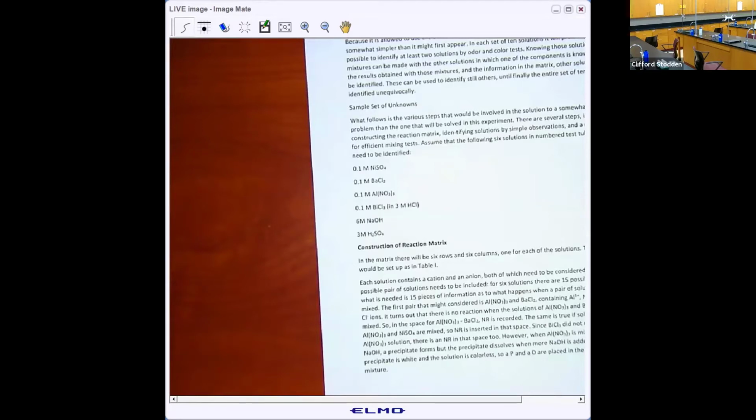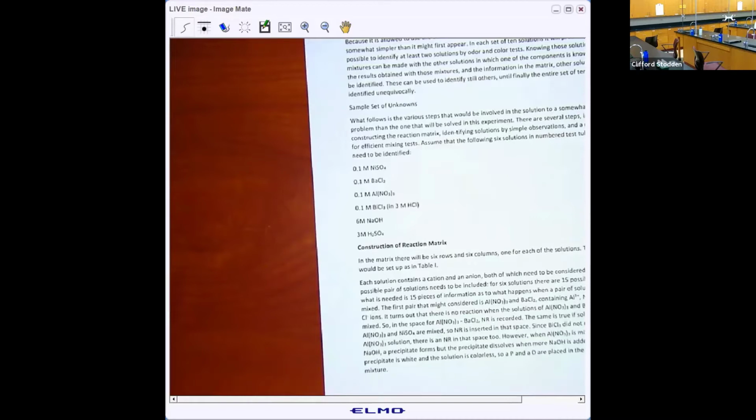So the first thing you have to do is see what happens with these when you mix them with each other, and then do the same thing with your unknowns to try to identify what those unknowns are. So it's kind of a challenging, fun exercise that's based on looking at the reactions that certain solutions have with each other. Some of them will be acid-base reactions, some will be precipitation, some combinations won't react at all.